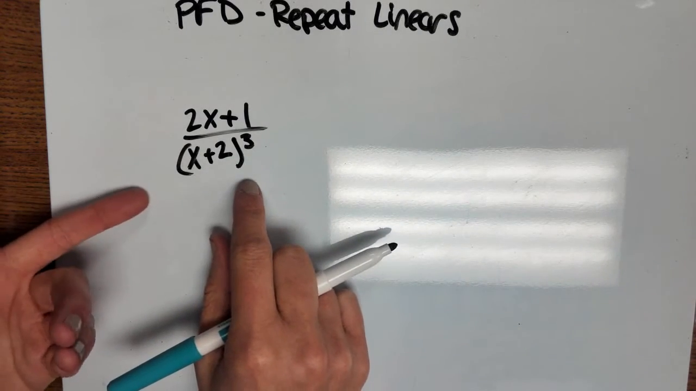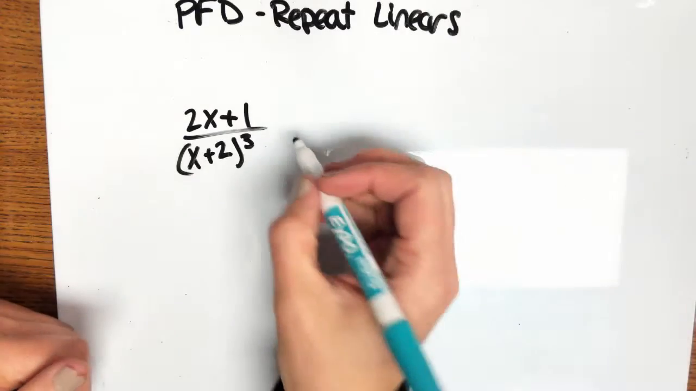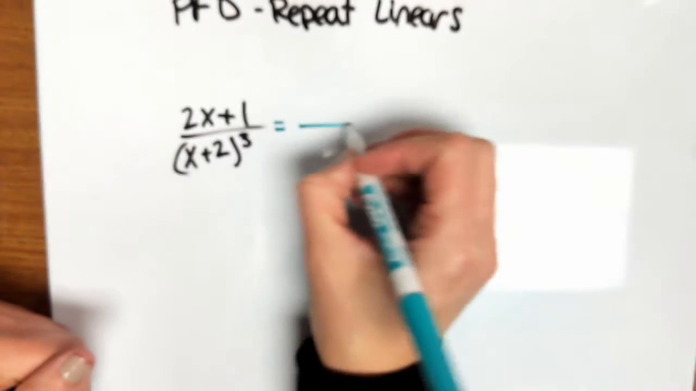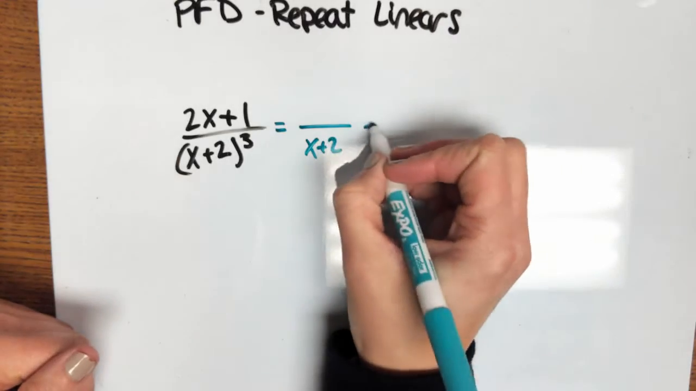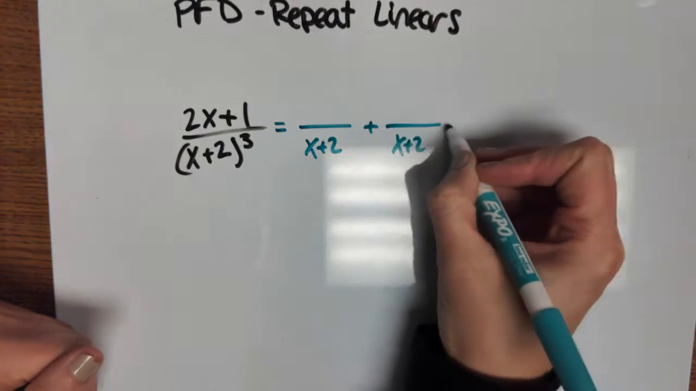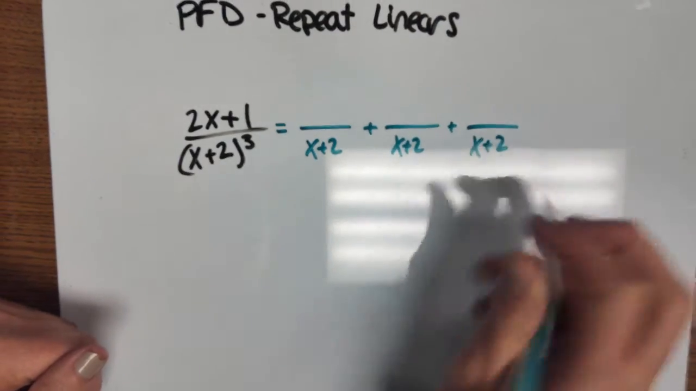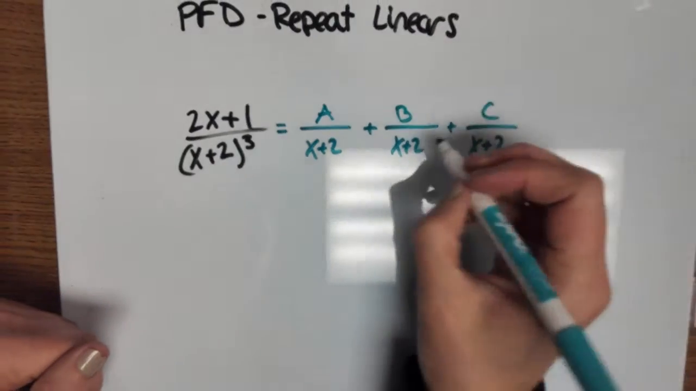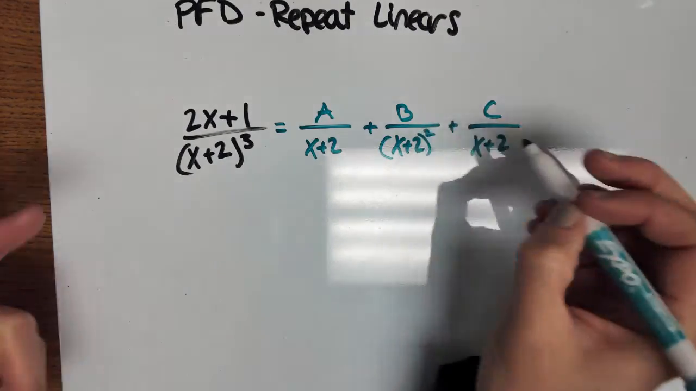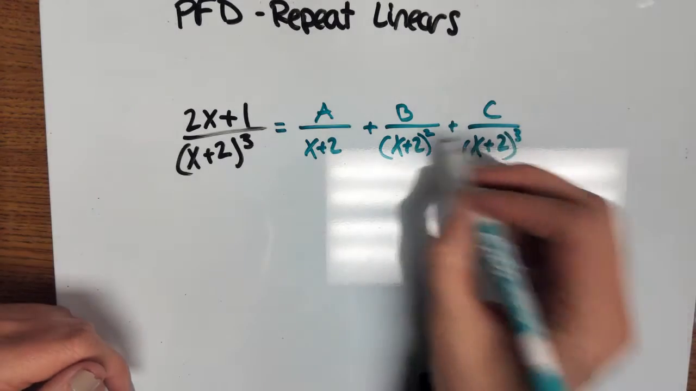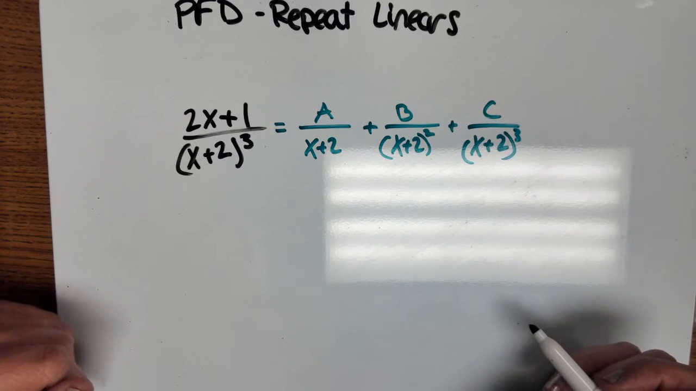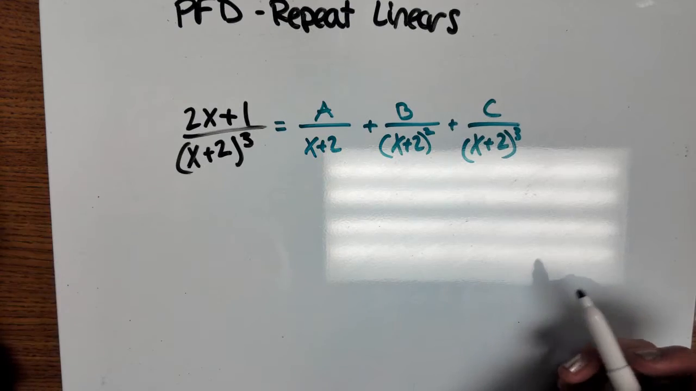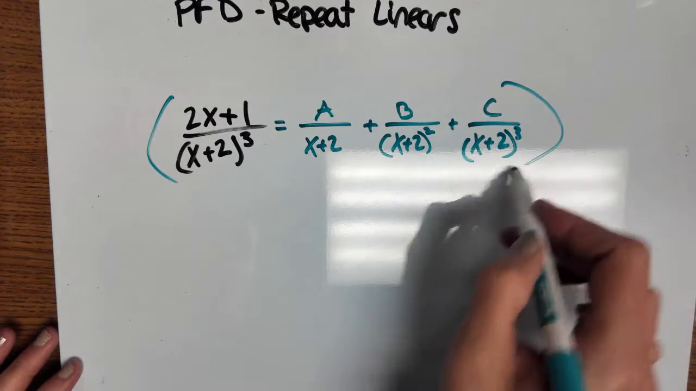Well, it's already factored. We just have 3 of the same factors. So we're going to set this equal to each of my factors: x plus 2, x plus 2, x plus 2. And then we realize, okay, these are all repeats, so that means I have to have one of every degree leading up to my 3. So we're going to put a squared and a cubed in here.